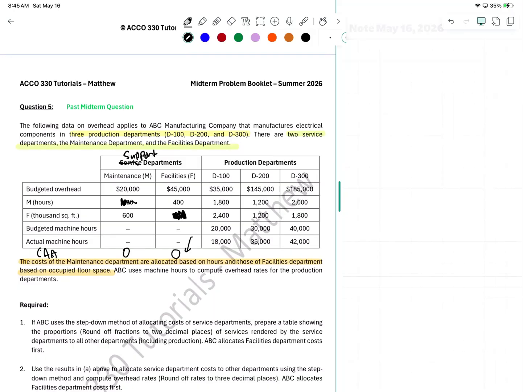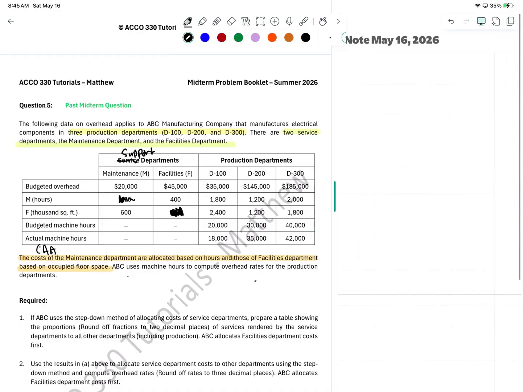You can't have 0 here, guys, if you're self-allocating, right? Because there'll always be a cost there lingering at the end of the day. So anyways, guys, you get rid of that. Then here, ABC uses machine hours to compute overhead rates for production departments. So guys, we also have to calculate overhead.